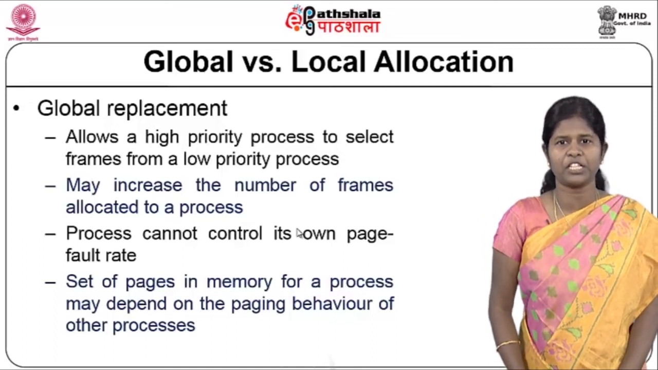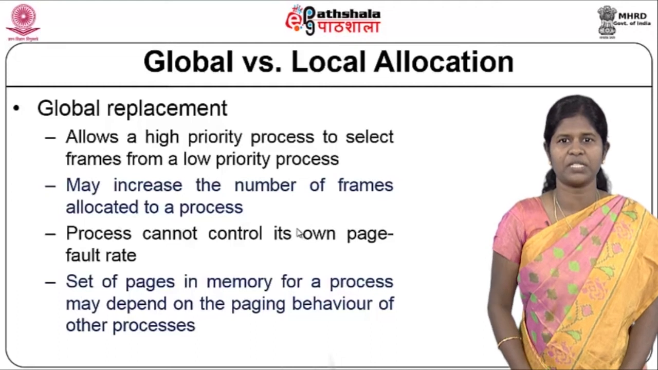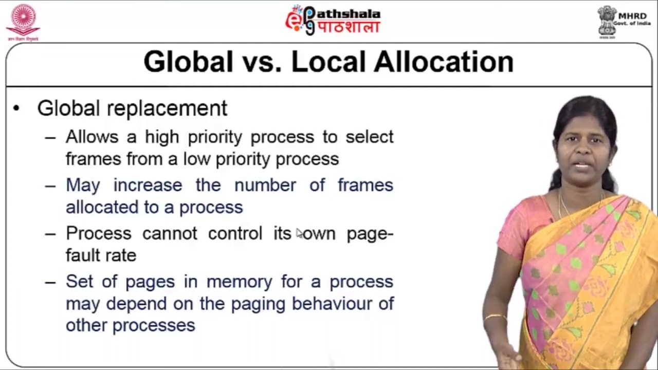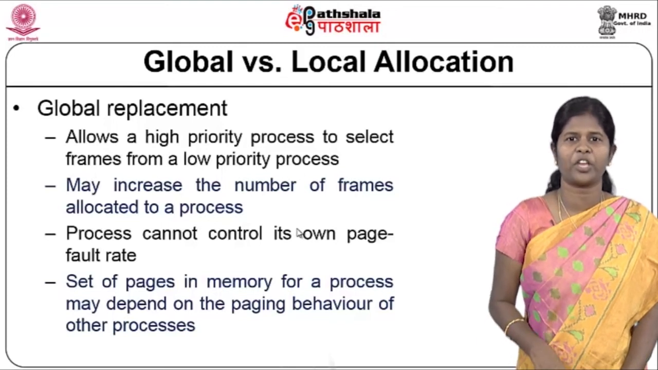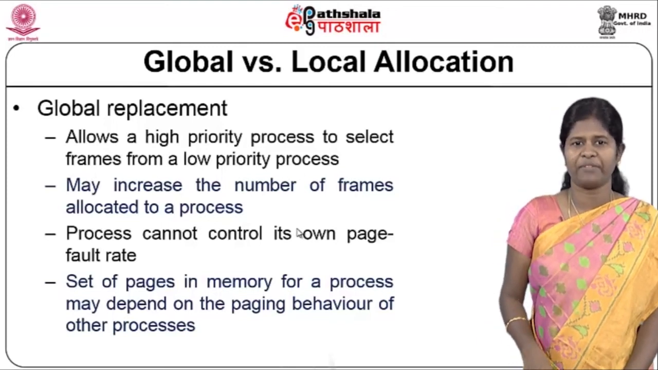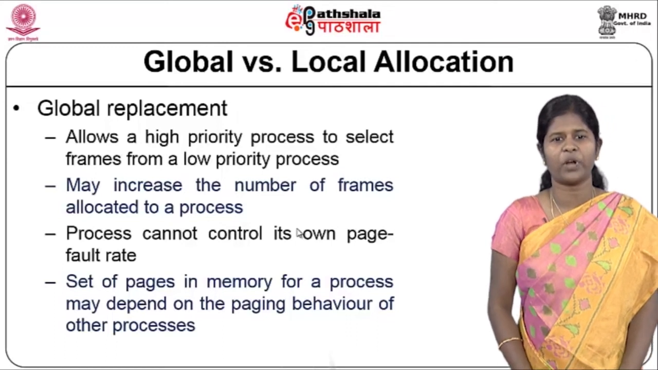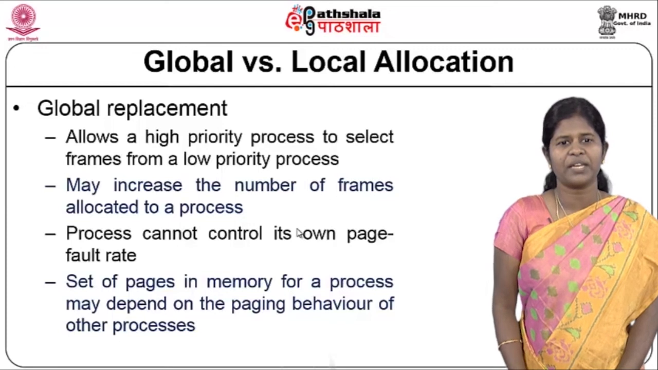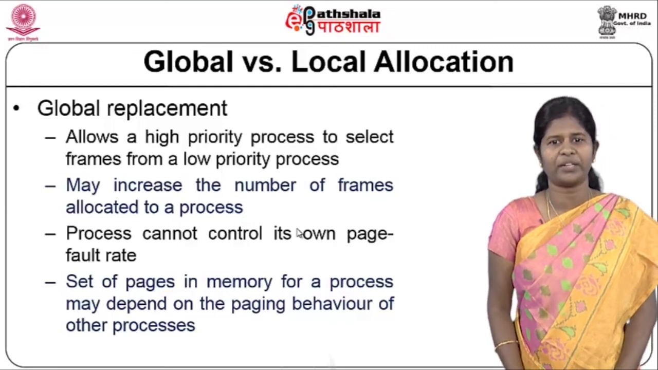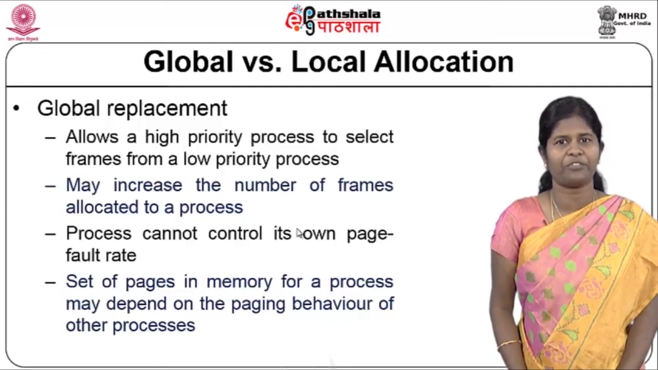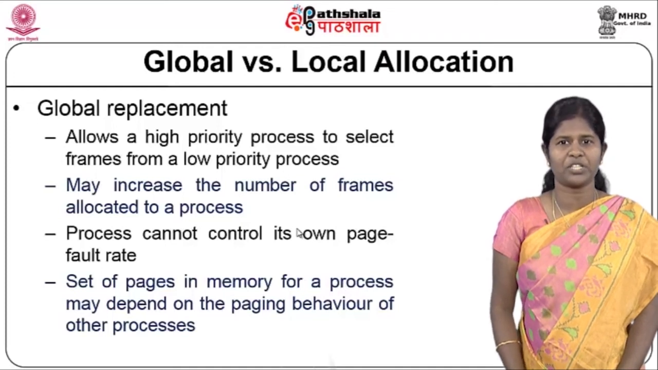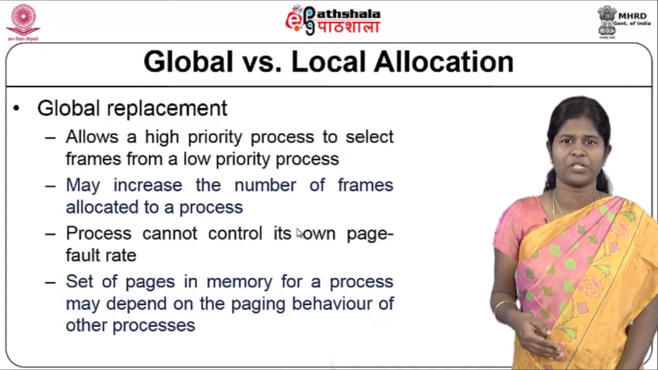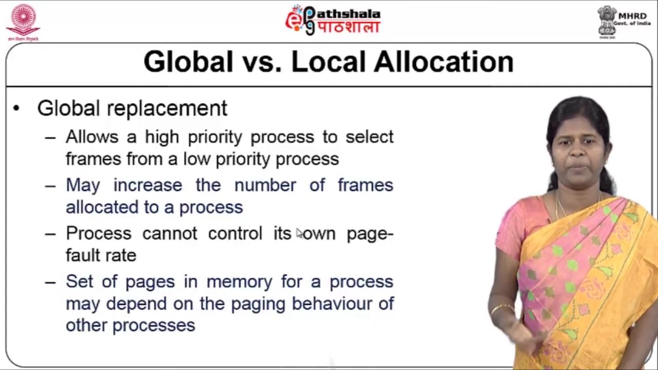So, in global replacement, you allow a high priority process to select frames from a low priority process. When there is a page fault in a high priority process, it will try to select a page from this low priority process and bring its page into the place where this low priority process's page was available earlier. Because of this, it will change the number of frames allocated to a process, and the process cannot control even its own page fault rate. Say, if it is a low priority process, some high priority process will pick its pages. So, the low priority process cannot control its own page fault rate.